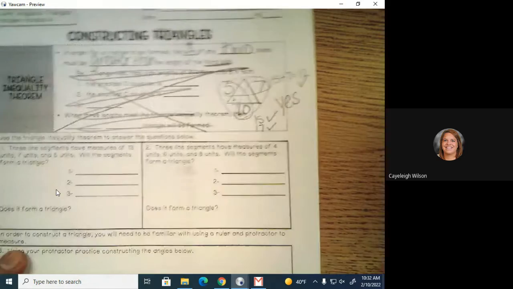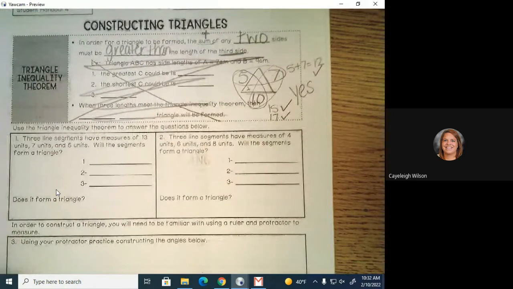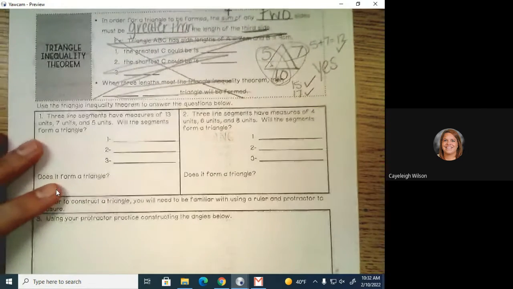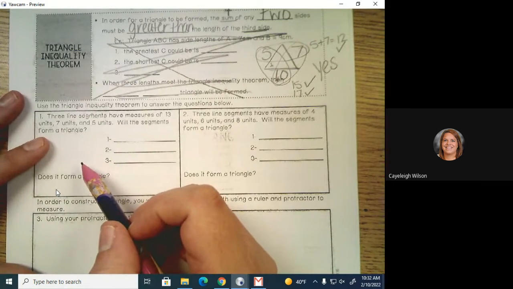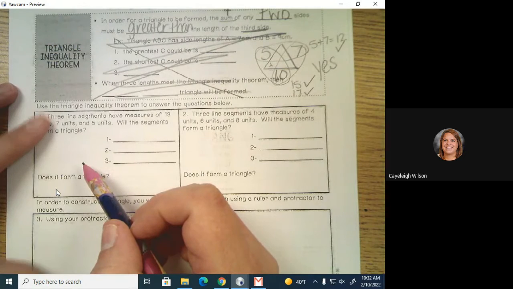Okay, so that's what I'm going to do down here. This is the triangle inequality theorem. So once I add any two sides together, they must be greater than the third side. All right, so number 1 here, it says use the triangle inequality theorem to answer the questions below.